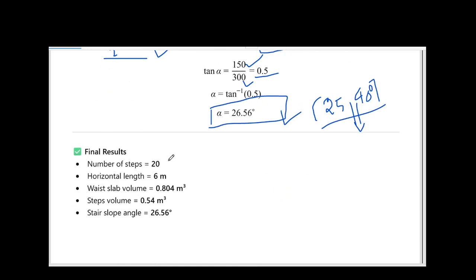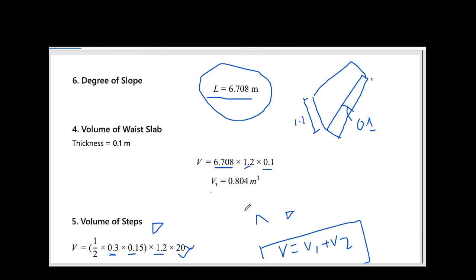The final result: the total number of steps we got is 20, the horizontal length is 6 meters, the base slab volume is 0.804 and the step volume is 0.54, and the stair slope is 26 degrees. So here we got the total volume of concrete for designing the stair.